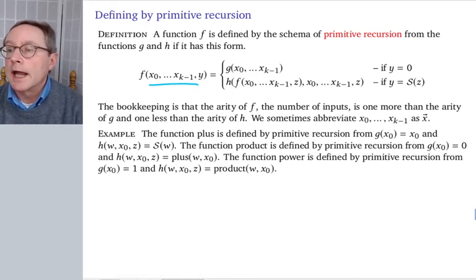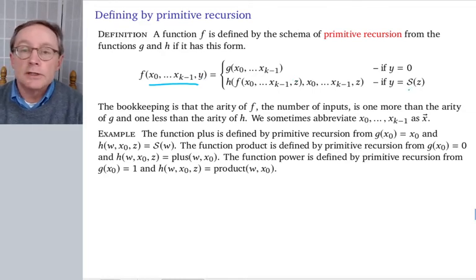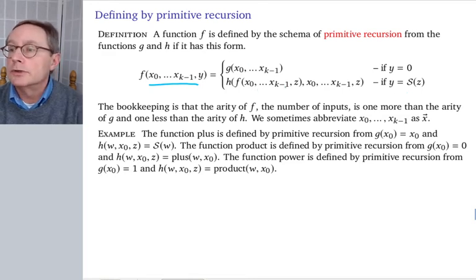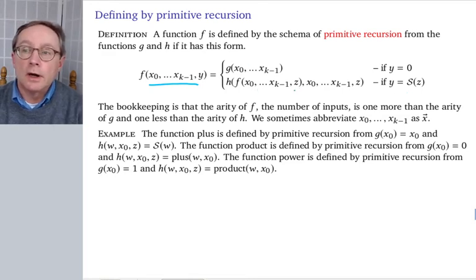When you define h here, you're allowed to use prior values of f, and by prior value, I mean the relationship between y and z. That y is the successor of z, said in another way, z is 1 less than y. So you're allowed to use the prior value of f. You're allowed to use values of the input variables, the parameters x0 through xk minus 1, and you're also allowed to use z.